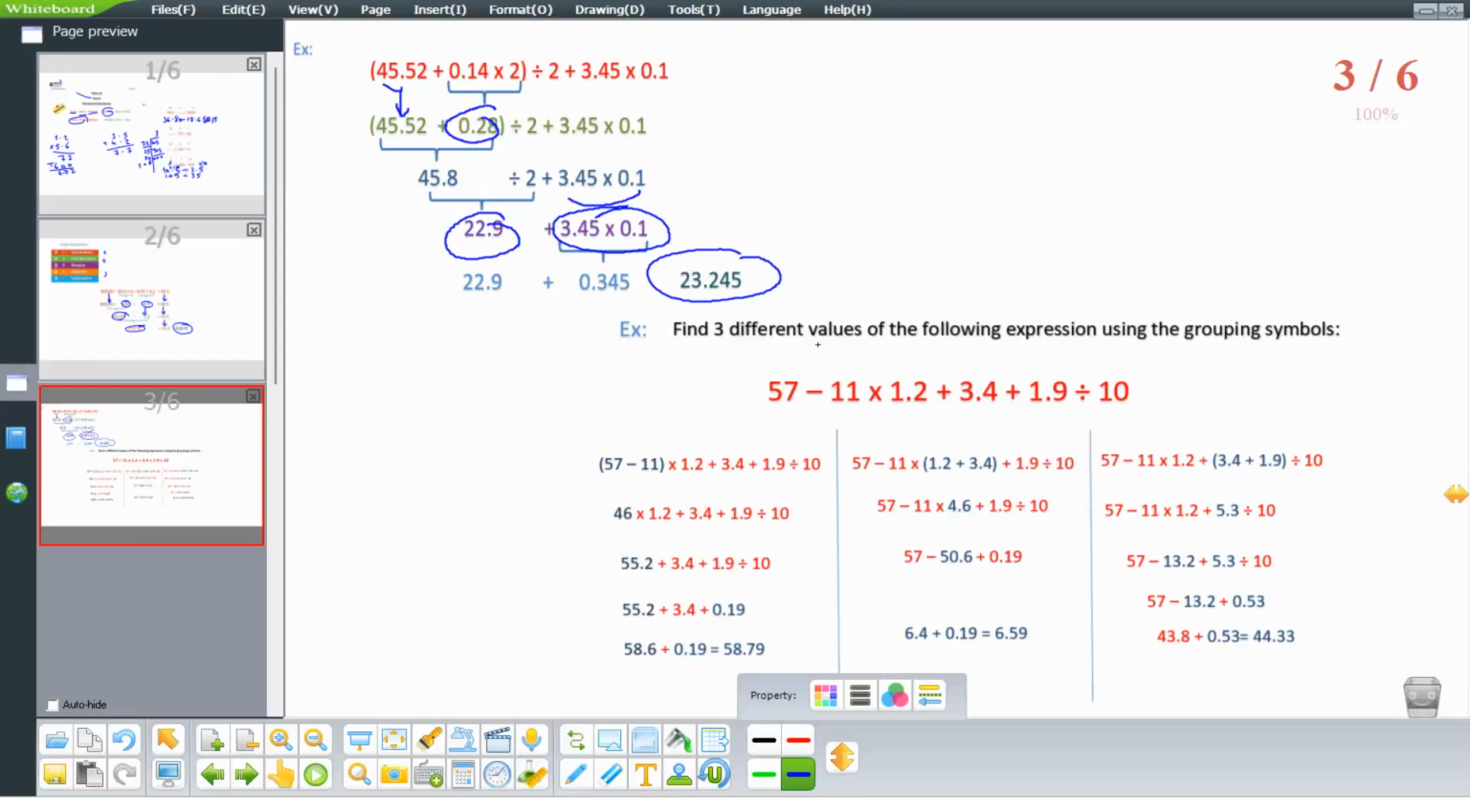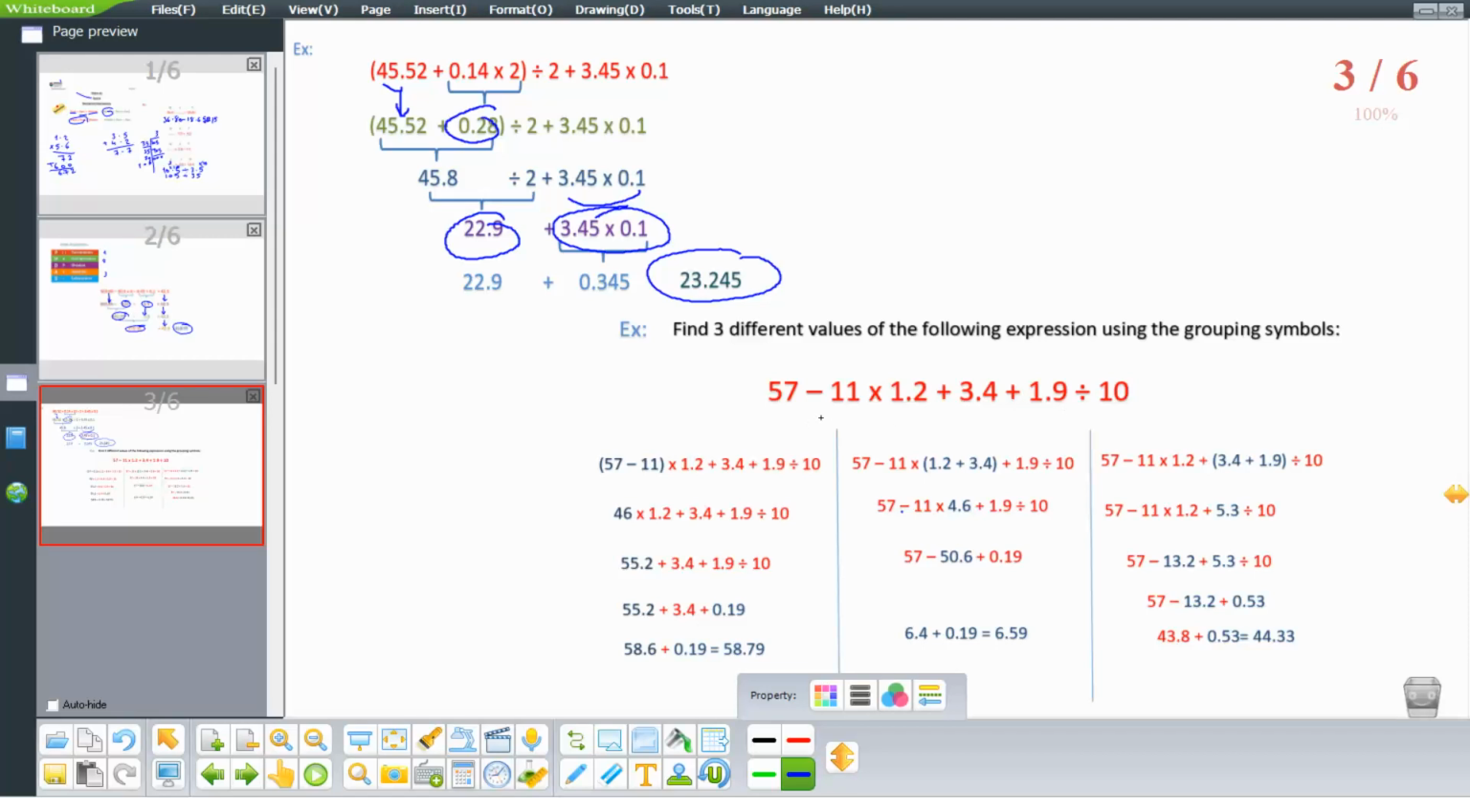Here, for example, find three different values of the following expression using grouping symbols. Using grouping symbols means we are going to use the brackets. Okay, we have many ways to solve. Okay, let's see. Here, 57 minus 11 times 1.2 plus 3.4 plus 1.9 divided by 10.